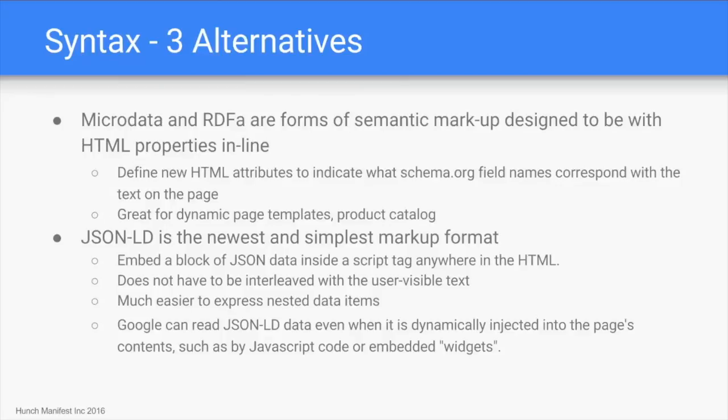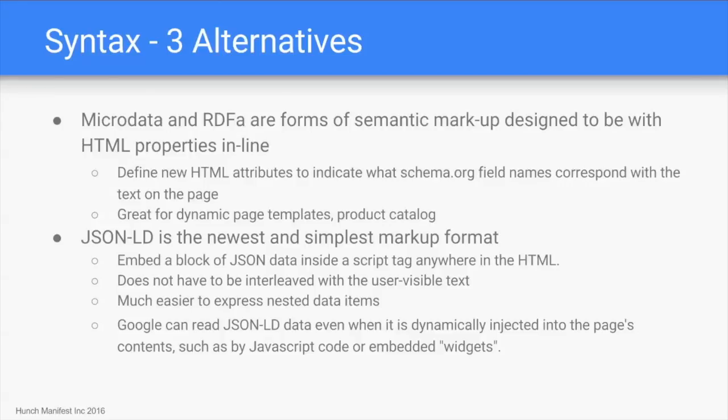JSON-LD, though, is the newer and simpler markup format, and this is what we use as much as possible. It's JavaScript Object Notation, which is part of the JavaScript scripting language. You can create this syntax of linked data within a JSON array, or JavaScript object, within a script tag anywhere in HTML. You'll see an example on the next page, but the benefit is that it doesn't have to be mixed in with the user-visible text.